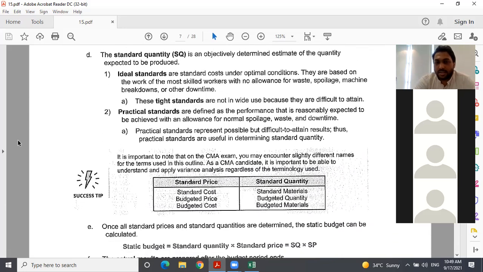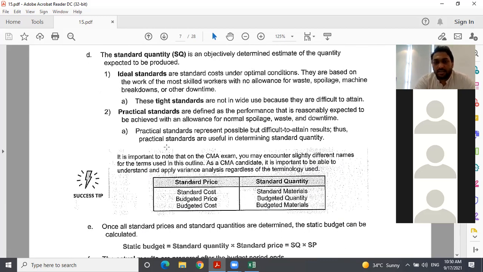And how do we set a standard quantity? Standard quantity is the objectively determined estimate of the quantity expected to be produced. Ideal standards are standard cost under optimal conditions. They are based on the work of the most skilled workers with no allowance for wastage, spoilage, machine breakdowns, or other downtime. These tight standards are not in wide use because they are difficult to attain.